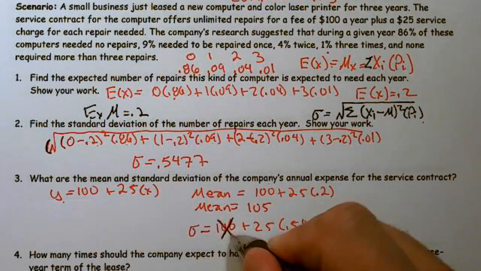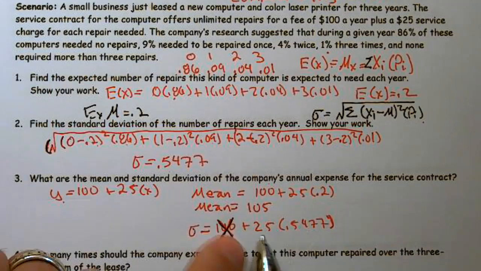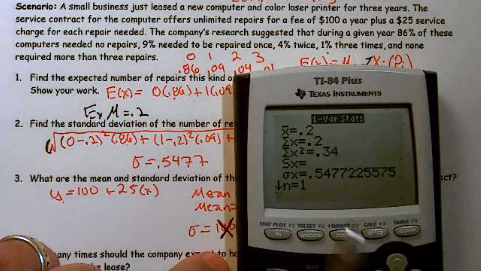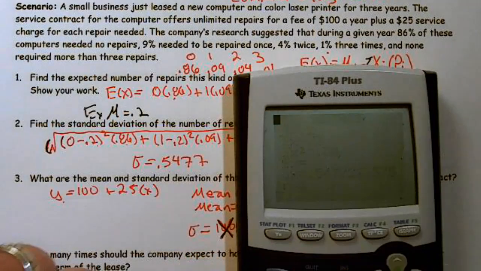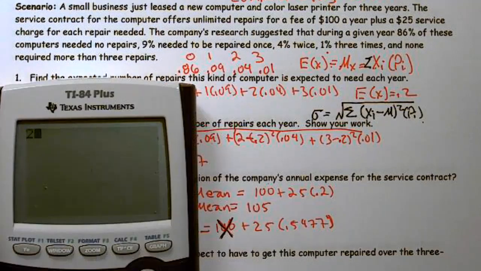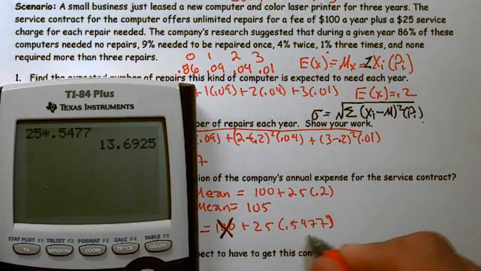We cannot add a constant to the measures of spread, but we can multiply by a constant. So here we are using our transforming rules. Essentially I'm just going 25 times the 0.5477, and I end up getting $13.69. So my standard deviation equals 13.69.